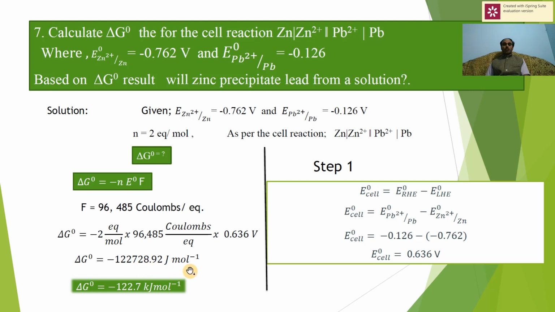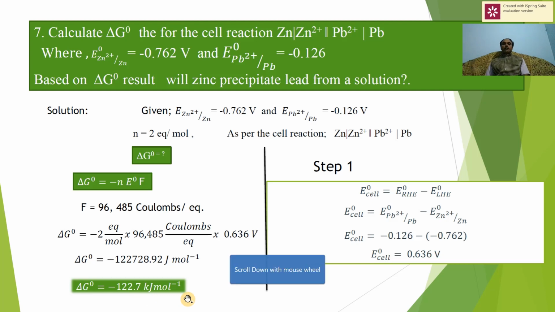1,22,728.92 joule per mole. Then what about the unit? This equivalent gets cancelled. Coulomb into volt is remained in the numerator. So coulombs into volt is called as joules, and in the denominator there is a mole, that you can write as per mole. So the unit is joules per mole. Definitely the standard free energy unit is in terms of joule per mole. You have to convert this into kilojoules. You can divide this by 1000, then you will get minus 122.7 kilojoules per mole.